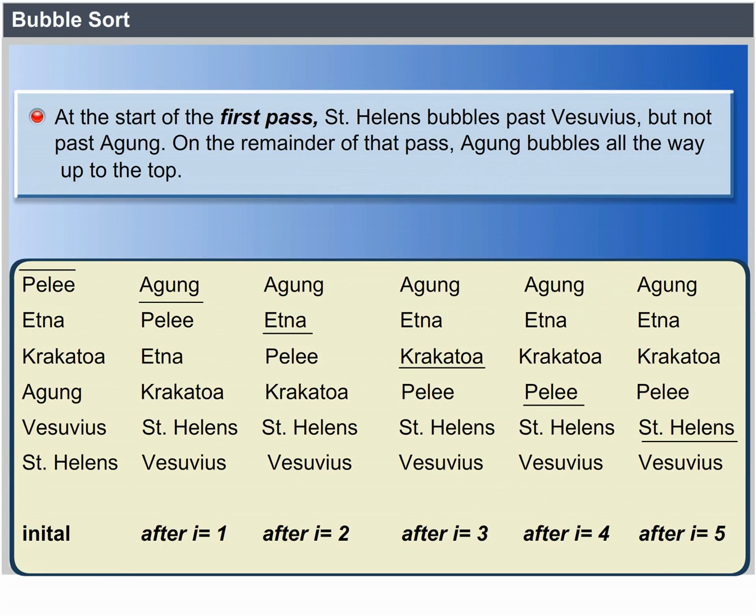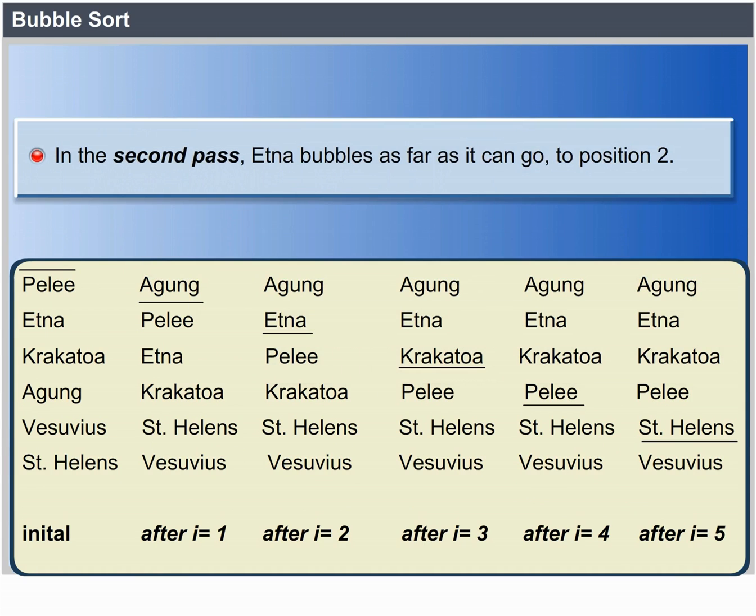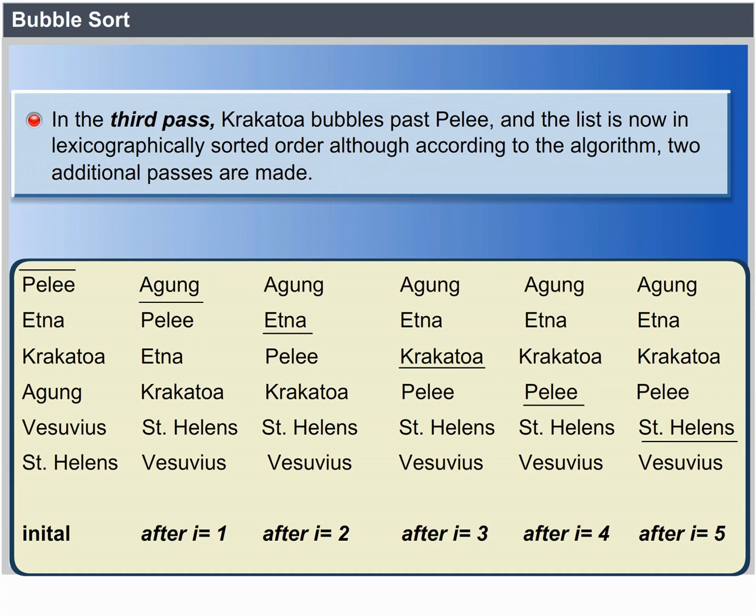At the start of the first pass, St. Helens bubbles past Vesuvius, but not past Agon. In the remainder of that pass, Agon bubbles all the way up to the top. In the second pass, Etna bubbles as far as it can go, to position 2. In the third pass, Krakatoa bubbles past Pele, and the list is now in lexicographically sorted order, although, according to the algorithm, 2 additional passes are made.